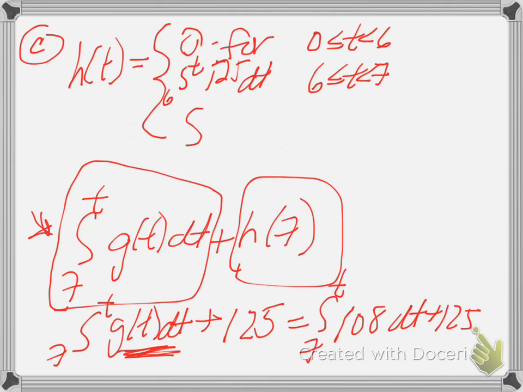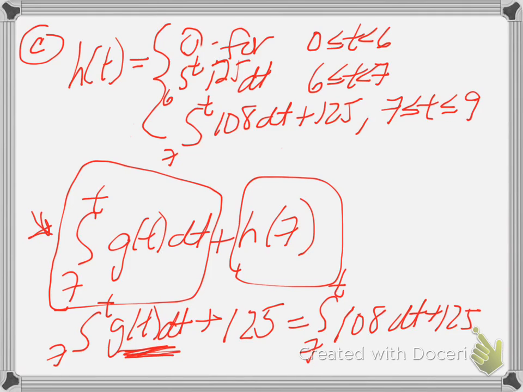So we're going to have the integral that goes from 7 to t of 108 dt plus 125, and that's going from 7 to 9. So basically, this h of t is the function you would use if you wanted to check at like 6.5 hours or 8 hours, or not one of these endpoints.